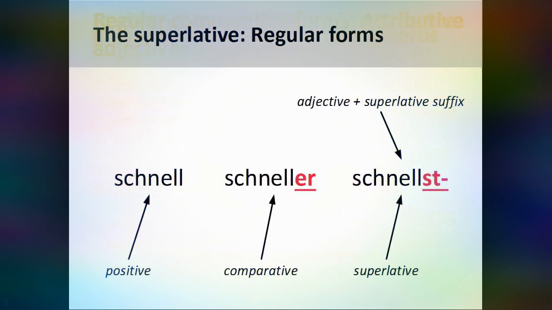The next form we will look at is the superlative. In German, the superlative form of an adjective is constructed by adding the superlative suffix -st to the positive form of an adjective. As you see on the screen, the superlative form of the adjective schnell is schnellst.